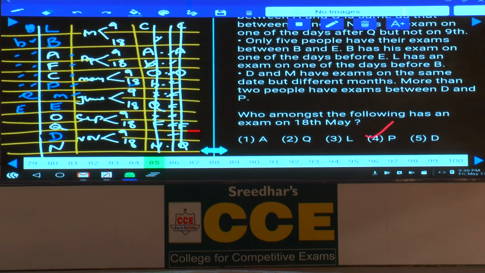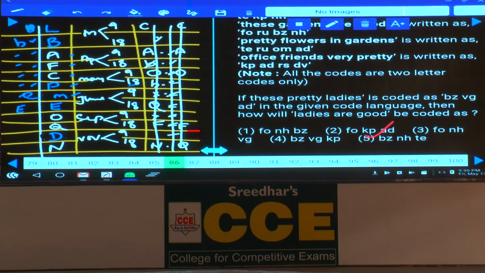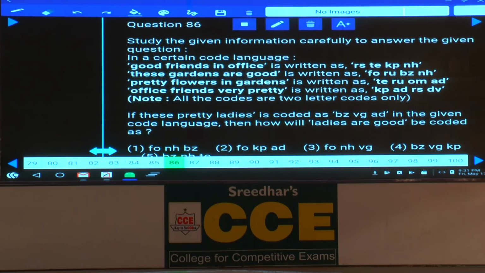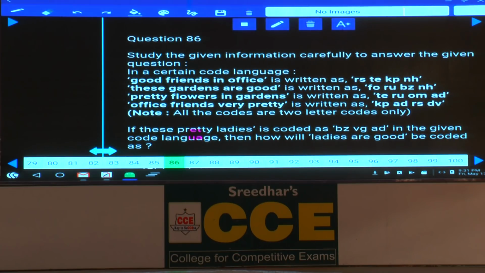Then question numbers 86 to 90. Now, in this 86 to 90, it is based on coding and decoding. In this one, how many statements are there? 4 statements.